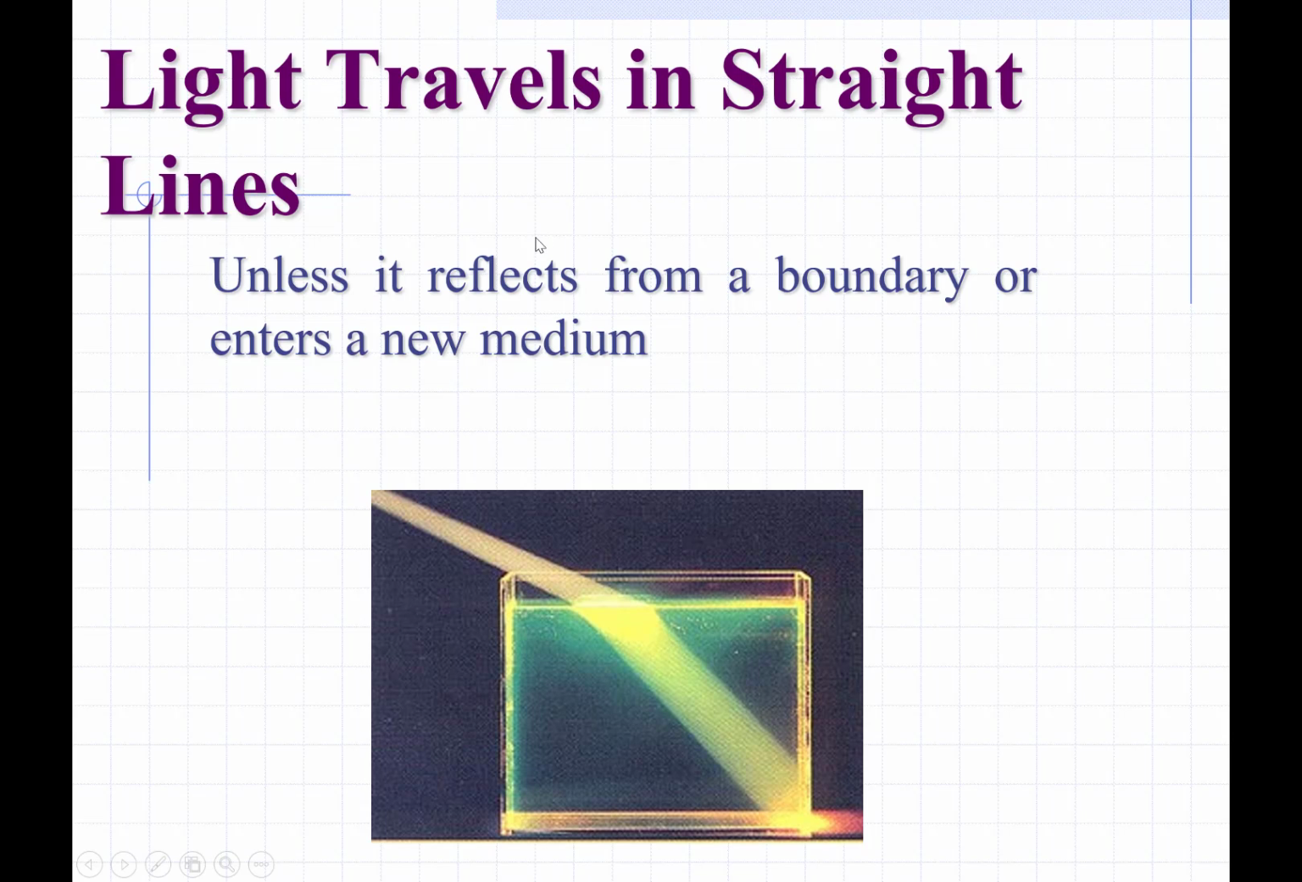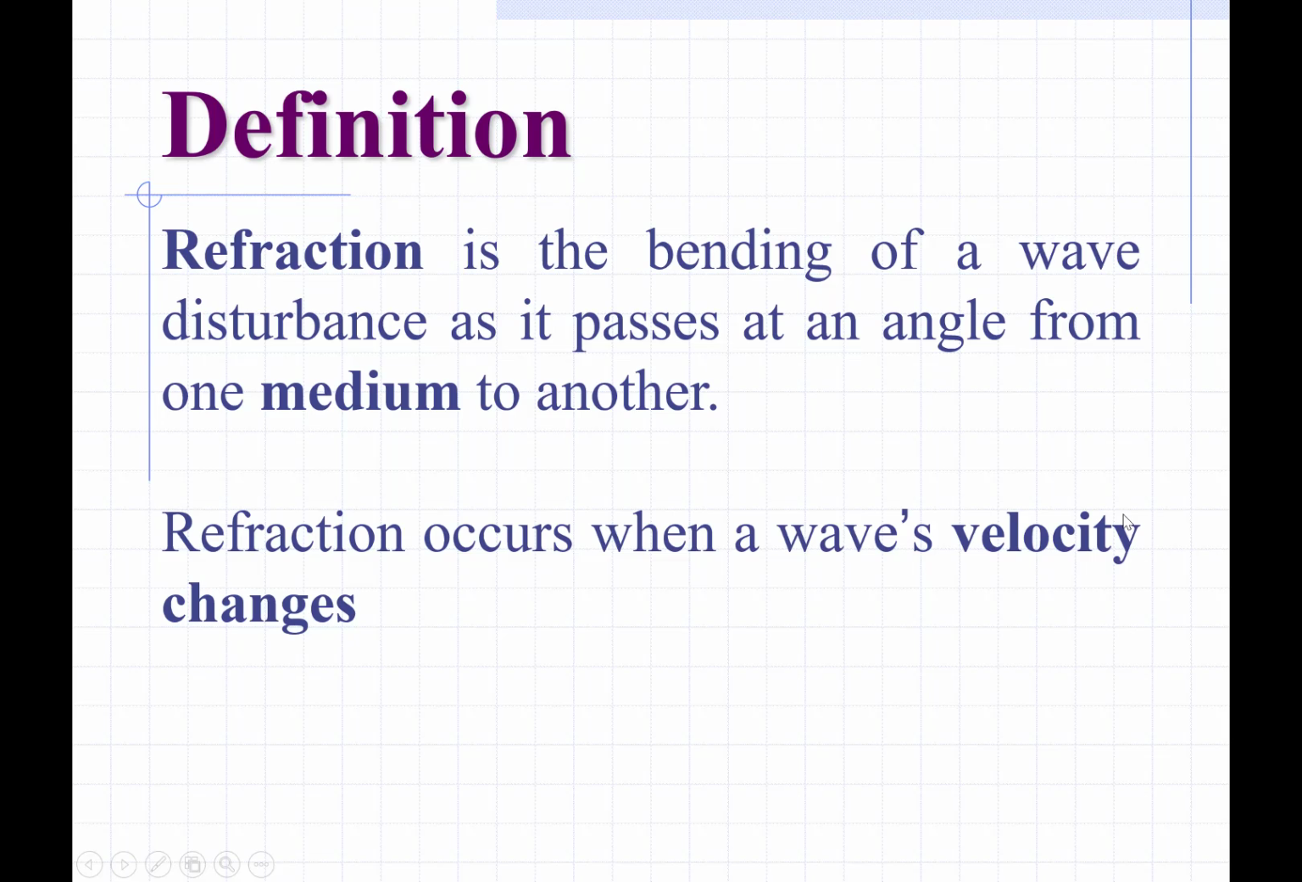So to get started, light travels in straight lines as long as it's in a medium that's uniform. So it can only bend when it reflects off of a boundary or it enters a new medium. And when it enters that new medium, it will bend, and we call that refraction. So that's our definition of refraction. Refraction is the bending of a wave as it passes at an angle from one medium to another. The reason refraction occurs is because the wave speed or wave velocity changes.